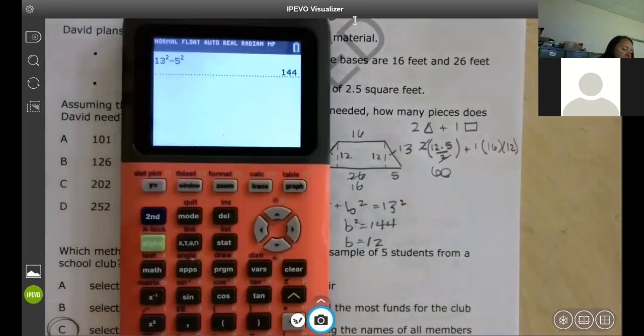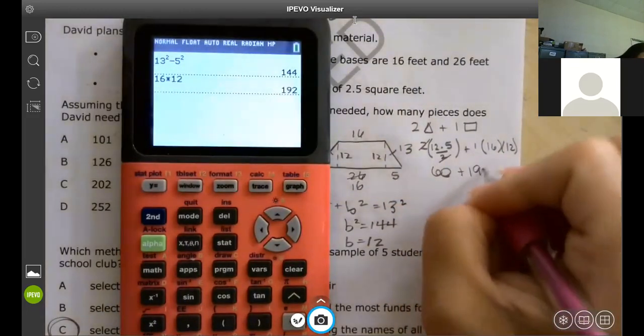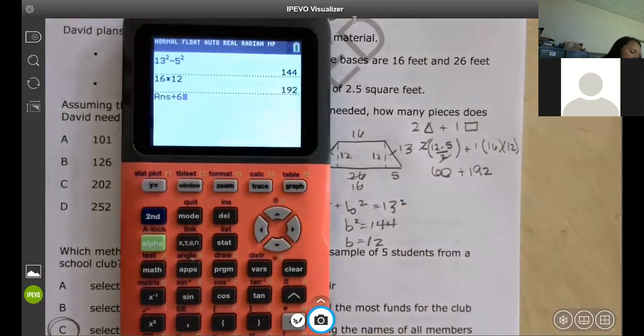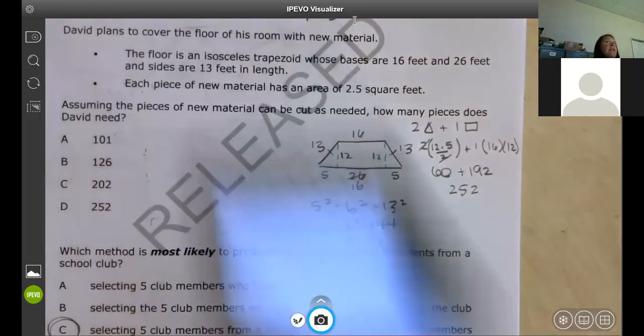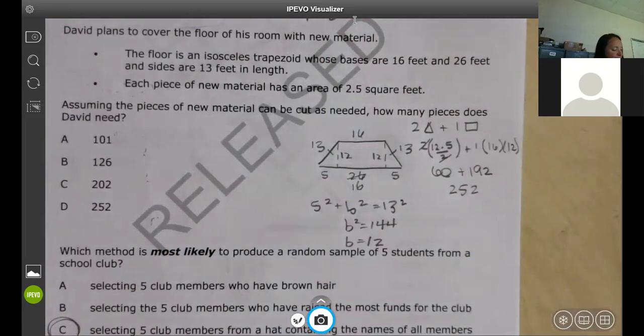12 times 5 is 60. 16 times 12 is 192. Add that up. And we get an area of 252. Now look at your answers. You guys see that that's on your answer, right? That's not what it asked for. That's not what it asked for.